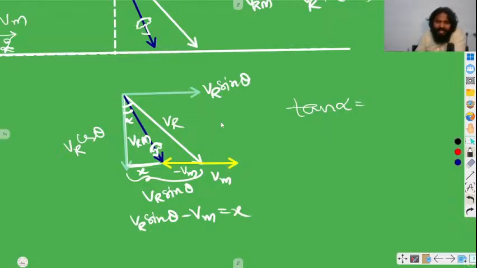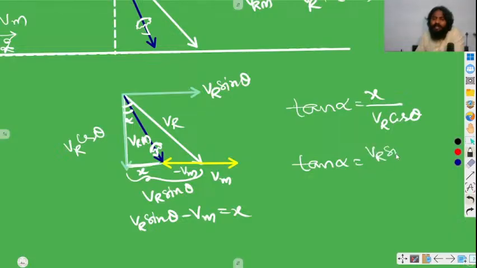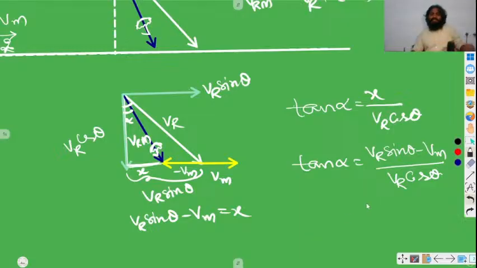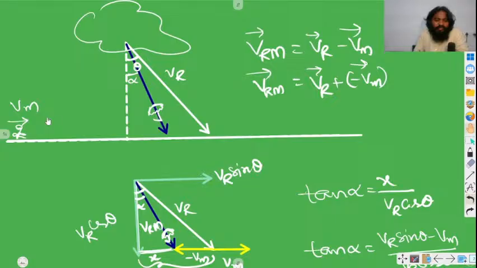So now tan alpha is equal to opposite by adjacent. What is adjacent? VR cos theta. So what is x here? tan alpha equals VR sin theta minus Vm, by VR cos theta, right? This is the alpha at which you have to hold the umbrella in order to escape from the drenching. So this is about when you are moving with very little velocity.